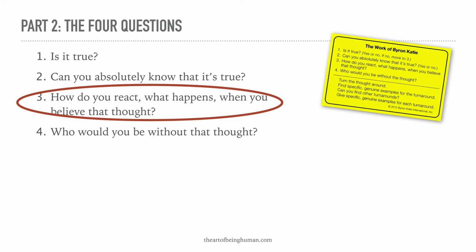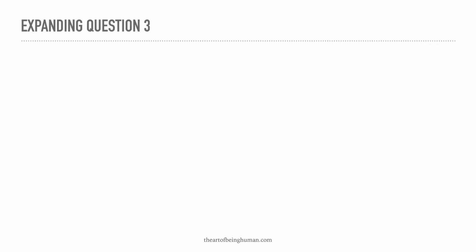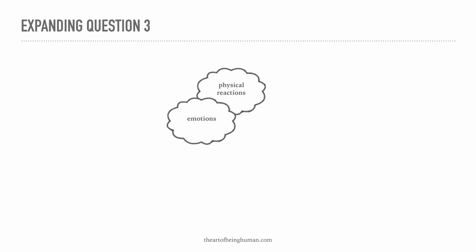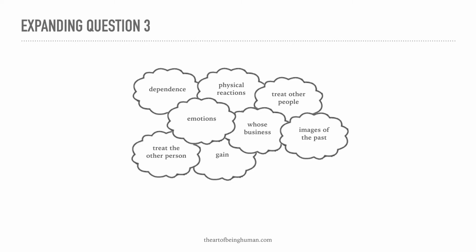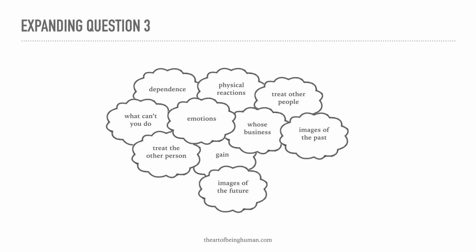How we react and what happens in a specific situation is a big question with a lot to explore. Most people tend to focus on their emotions and their physical reactions, but there is a lot more you can look at. Whose business are you in when you believe this thought? What do you think you gain by believing it? How do you treat other people when you believe this thought? What images come from the past? What dependencies occur? How do you treat the other person? What can't you do in the situation? What images of the future come up? How do you treat yourself? And so on and so forth.